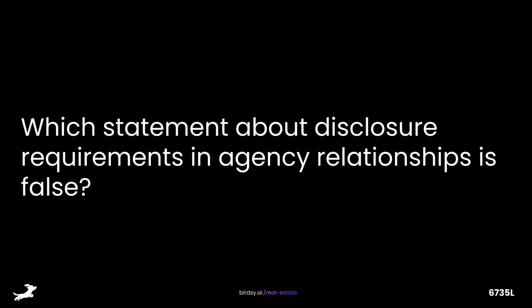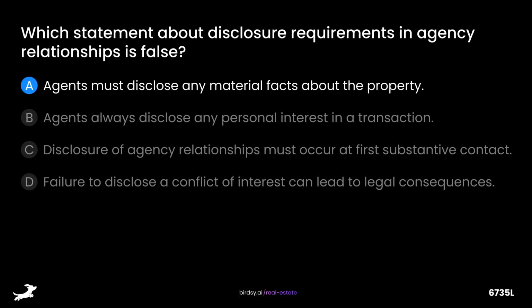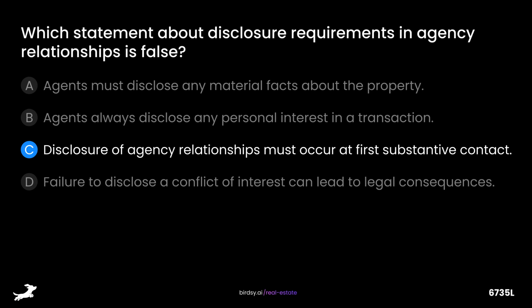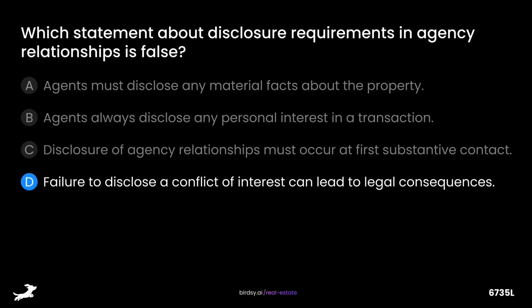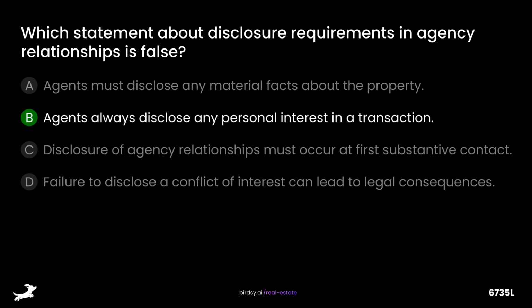Which statement about disclosure requirements in agency relationships is false? Is it A, agents must disclose any material facts about the property, B, agents always disclose any personal interest in a transaction, C, disclosure of agency relationships must occur at first substantive contact, or D, failure to disclose a conflict of interest can lead to legal consequences? The answer is B, agents always disclose any personal interest in a transaction.